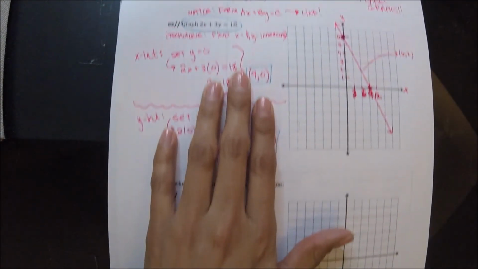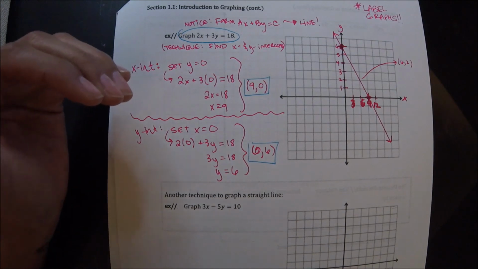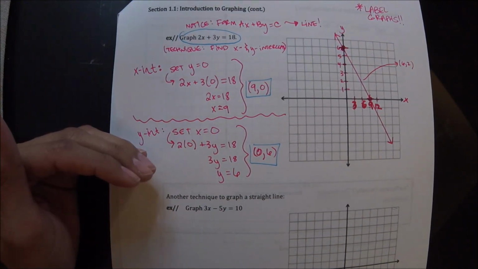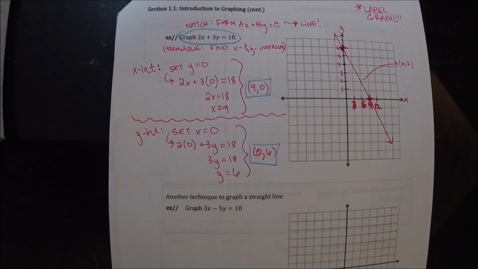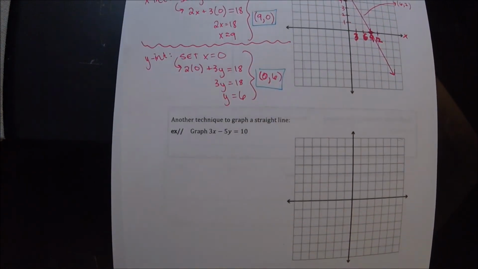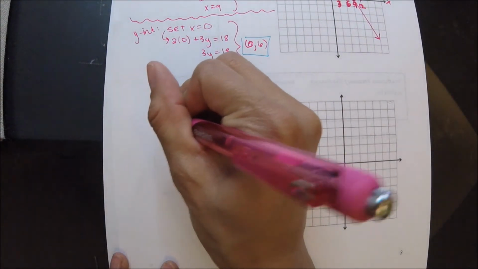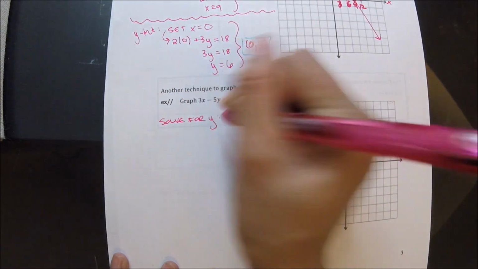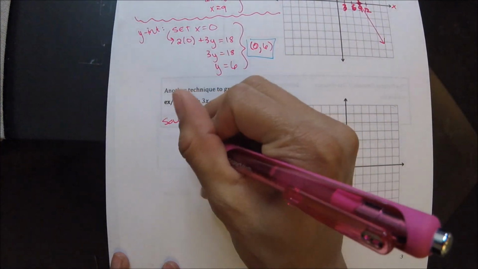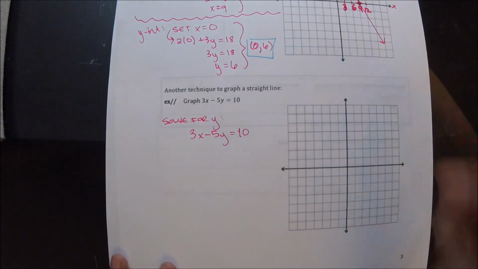All right, the technique we just used is plotting the x and y intercepts and then drawing the line through them. Now I'm going to do a different technique. So you can use whichever technique you want unless it's specifically stated, but sometimes some techniques just work better than others. So this will just be a different technique. So I'm going to solve for y, meaning get y by itself. So here I start with 3x minus 5y equals 10.